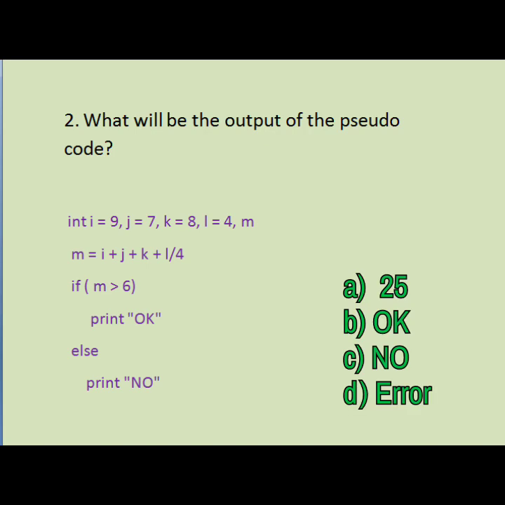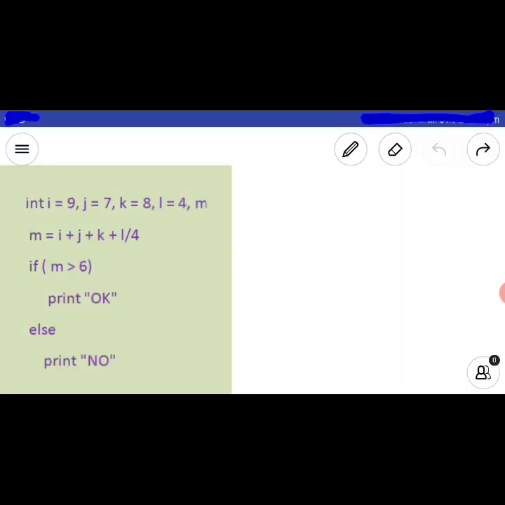So here is our first question. In the first line of this code, the 5 integer variables have been declared as i, j, k, l and m. And here the value of m is not declared, right? So in the second line we have m equals i plus j plus k plus l float 4, which means we have to solve this equation i plus j plus k plus l float 4, then we will get the value of m, right?